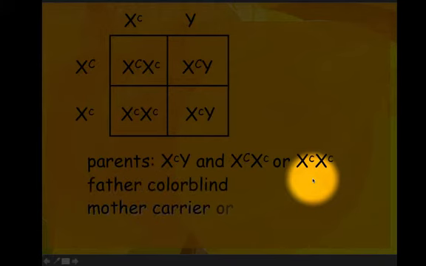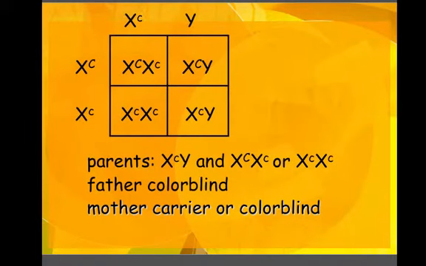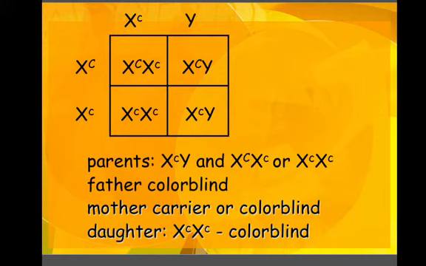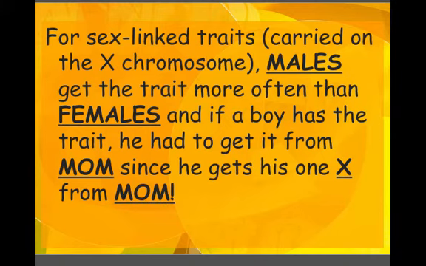The father is definitely colorblind, but the mother would be a carrier, meaning she could give the little c even though she doesn't show colorblindness, or she could be colorblind herself. The daughter is definitely colorblind, meaning that the daughter's XX, showing that she's female. For sex-linked traits, which are carried on the X chromosome, males get the trait more often than females, and if a boy has the trait, he had to get it from his mother, since he only gets one X and the X is from mom.